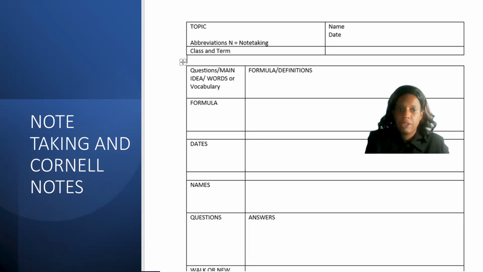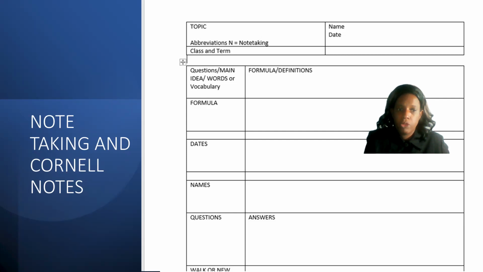Now, the next thing that is important are dates. Why are dates important? For example, in history classes, they may ask you about the 1939 Act. What happened in the 1939 Act? What did it do? So dates are important.